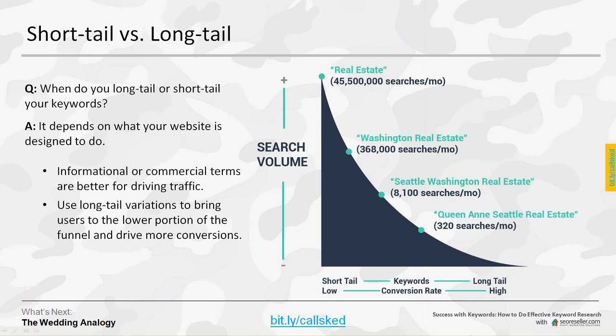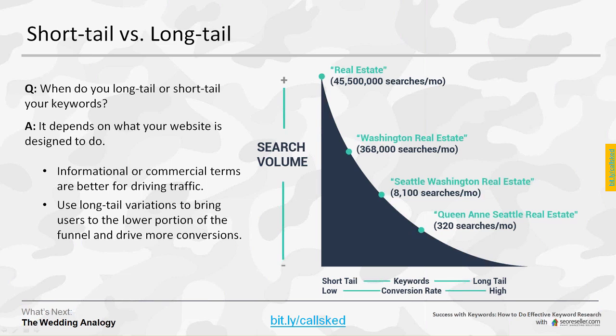It also depends on the competition that you're trying to win. Informational or commercial terms are great at driving huge bulks of traffic. However, longer tail variations are more successful at driving conversion. So it's a balance of what the purpose of the SEO campaign really is, what the budget of the client is, and how much time they've got on their hands.